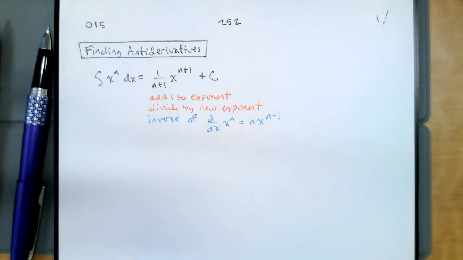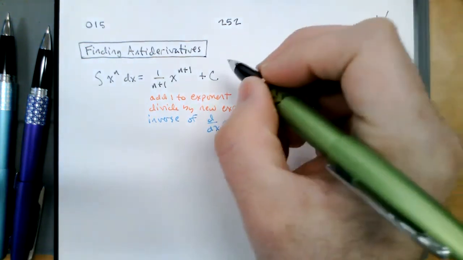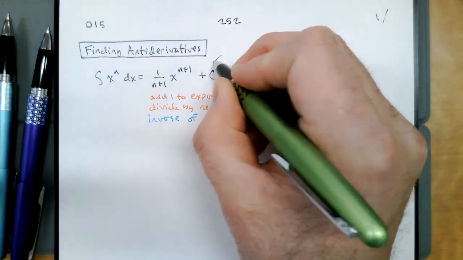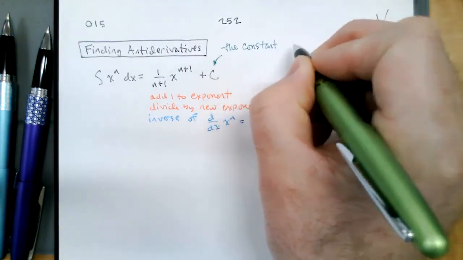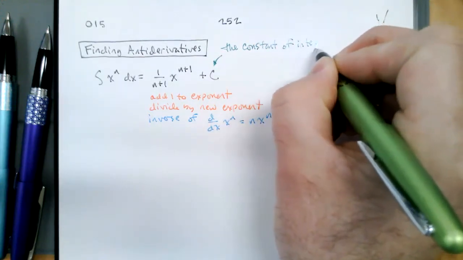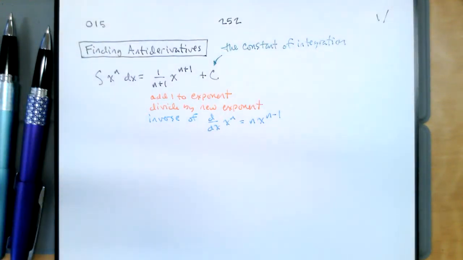We put a plus c on because the derivative of every constant is equal to 0. So when we're trying to undo this derivative process, we don't know what any constants might have been there before. So this is called the constant of integration. That's our constant of integration. This is the constant that was lost when we took the derivative. So we have to have the plus c because the derivative with respect to x of a constant is equal to 0.